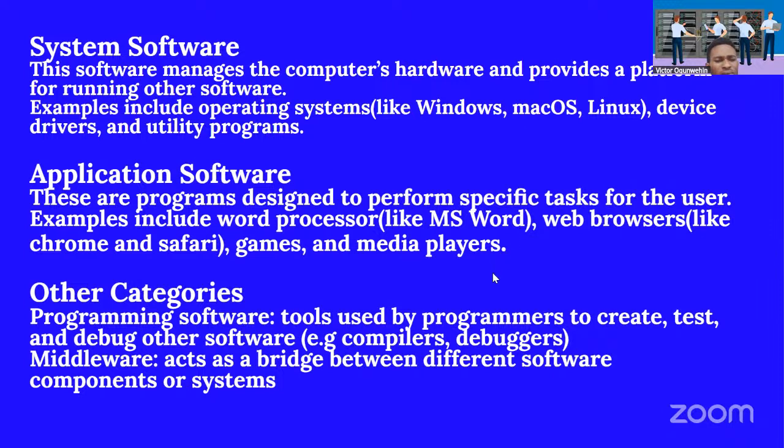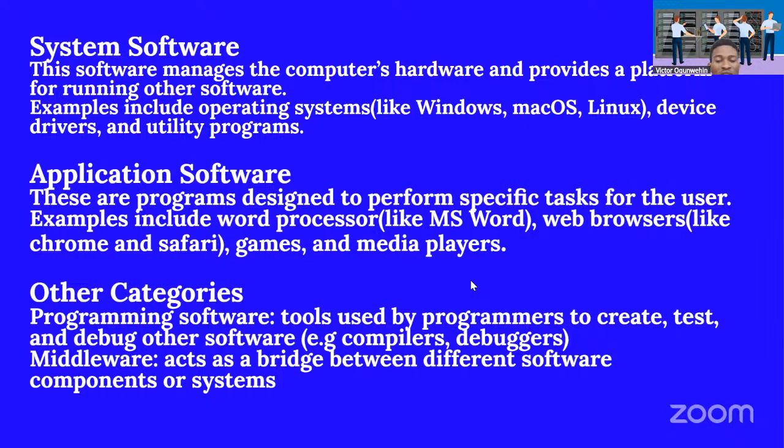Then we also have other categories of software called programming software. These are tools used by programmers to create, test, and debug other software. When you hear the word debug, it means correcting errors or correcting bugs. Among developers and software engineers, when they say bugs, they mean there's an error or an issue with their code or what they are trying to develop using a programming language.